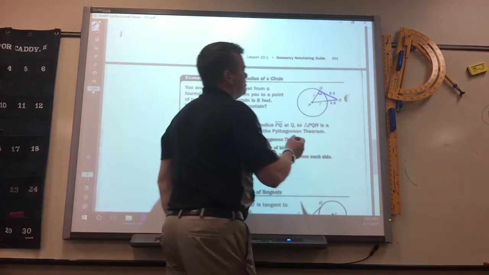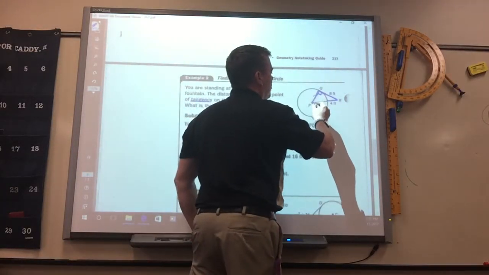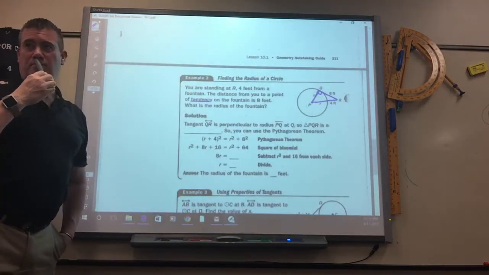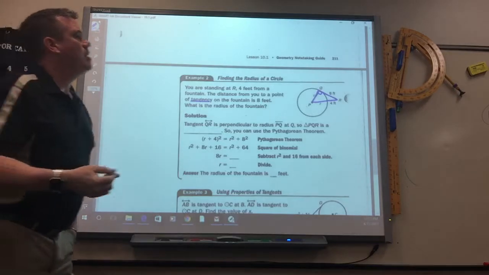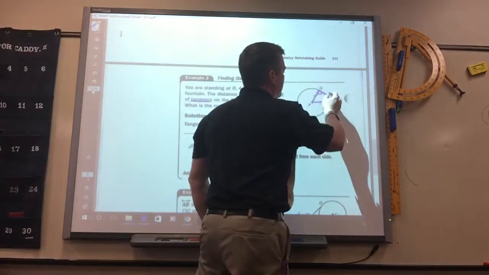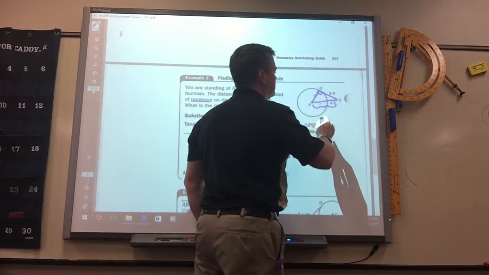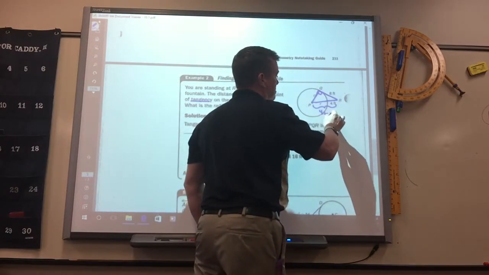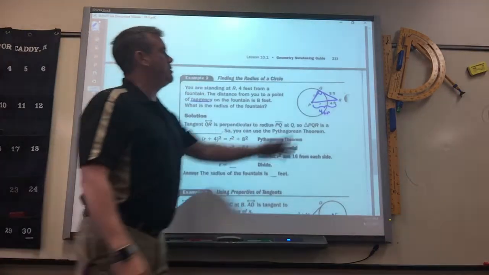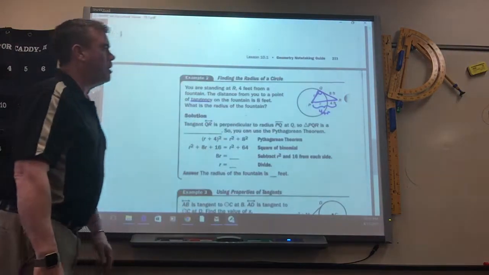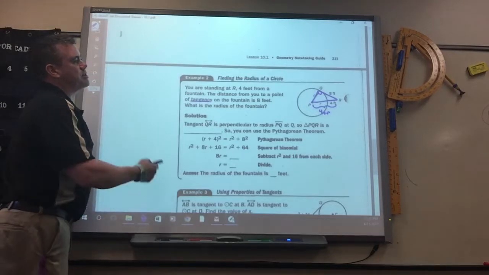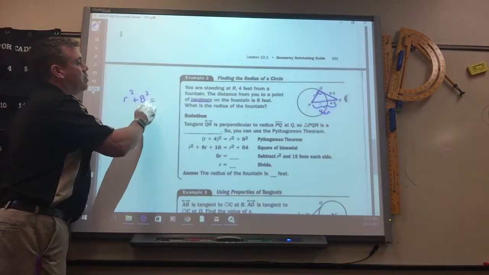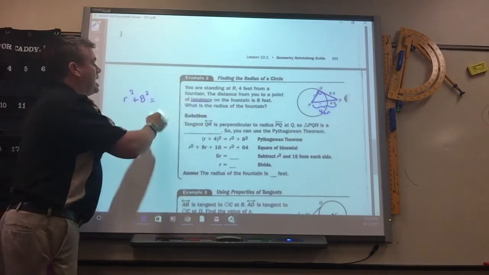So, in order to solve this one, Pythagorean theorem. Now, this is R, that's 8. What would you call this? X? R plus 4 or 4 plus R, right? We can't use X because then we'd have an X and an R in it. So the Pythagorean theorem says the leg squared plus the other leg squared equals the hypotenuse squared.